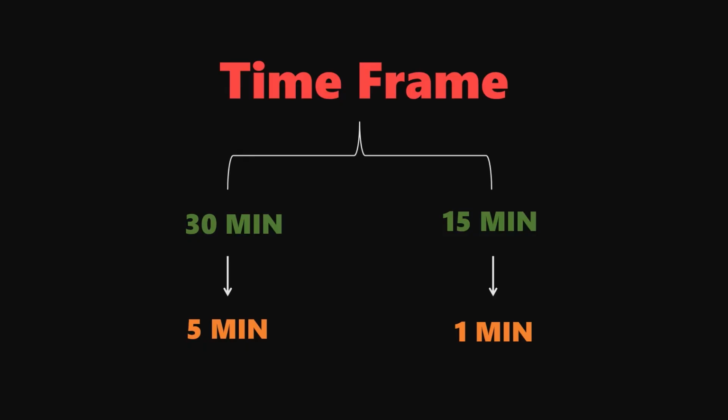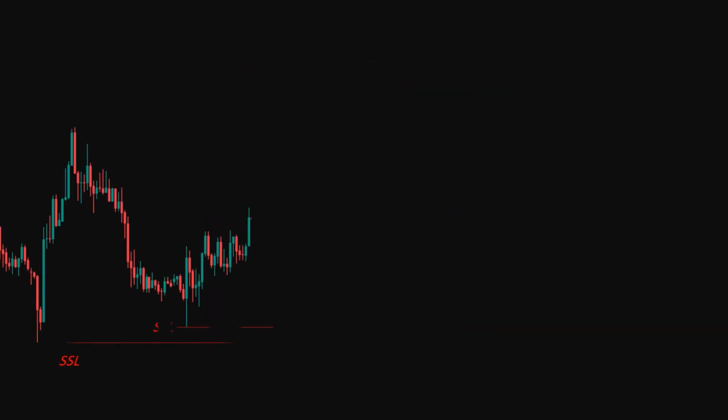Here's the structure. If you're analyzing on the 30-minute chart, drop down to the 5-minute for confirmation and entries. If you're working with the 15-minute chart, zoom into the 1-minute for precision. The strength of this model is its flexibility. It performs well in both cases. The key is choosing the timeframe combo that matches your trading style and applying it consistently.